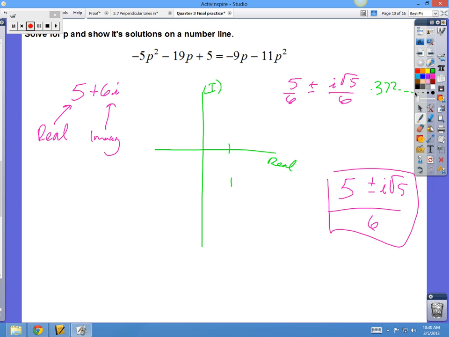So I'm going to go right 1, and I'm going to go up 0.37, which is not very much at all, a little more than a quarter. And there's your dot. That's 5/6 plus i square root of 5 over 6. Now 5/6 minus i square root of 5 over 6 is going to be over 5/6, down square root of 5/6. So those 2 points, this point represents the plus, and this point represents the minus. So kind of interesting.